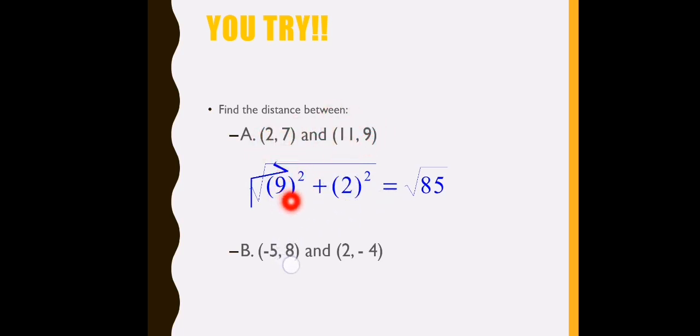That is simply 9. What is 9 minus 7? And that is simply 2. 9 squared is 81. 2 squared is 4. 81 plus 4 is simply square root of 85.